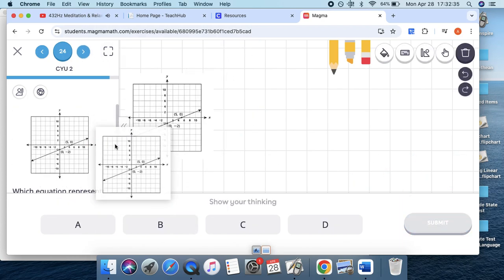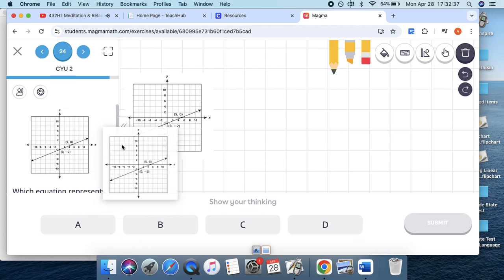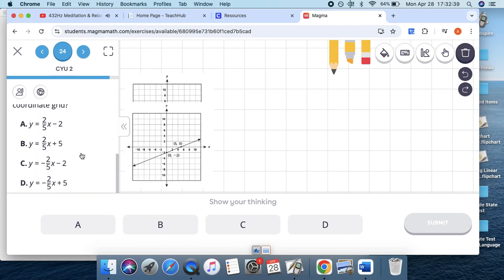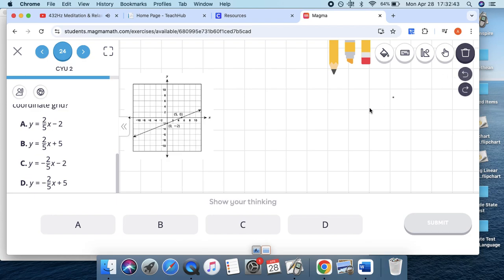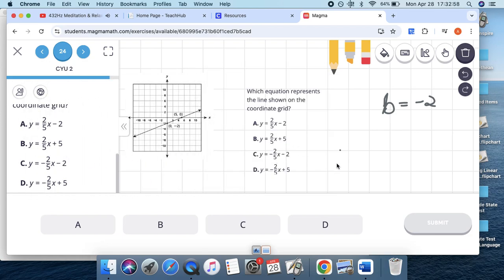Do you want to know which equation represents this guy here? Okay. Well, let's do, what's the y-intercept? So the y-intercept, b, is -2. So is there any equation that has a -2? Well, we have a and b. And is the slope positive or negative? It's positive. So the y-intercept right here is going through -2. So this is garbage and this is garbage.